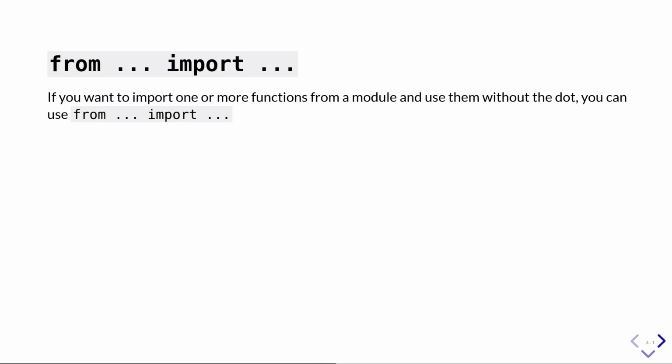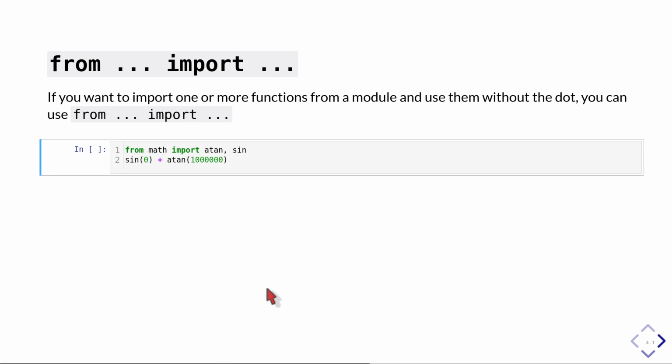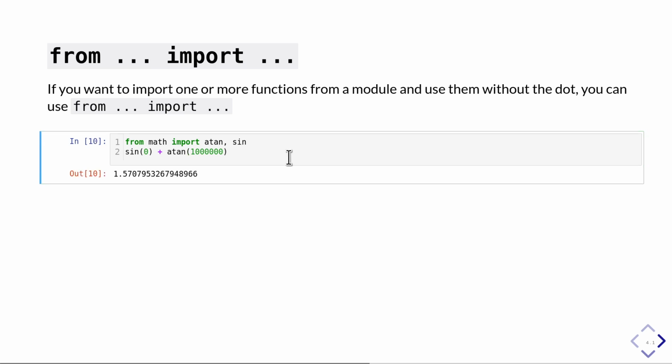All right, there are other ways to use import. So if you want to import one or more functions or objects from a module and use them without any dots, you can do that with from and then the module name and then import and the things you want to import. So for example, if we do from math import atan and sin, then we can use sin and atan without using any dots at all. So we can do this, for example, and again that'll be about pi over 2 because sin 0 is 0 and arctan tends to pi over 2 as its input tends to infinity.